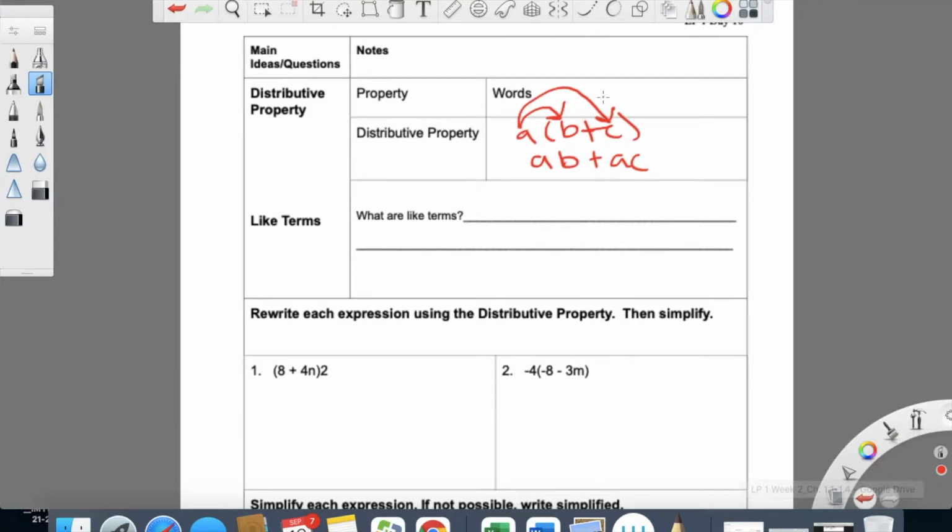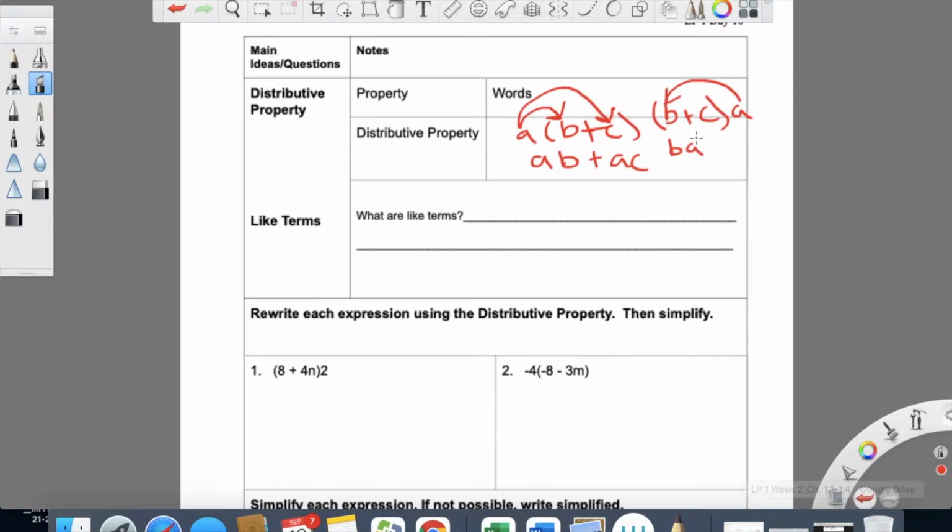And when they did it the other way, so they had (B plus C) with A on the other side, it doesn't matter. You do the same thing. You still take A and you multiply it by the B. And I can actually write this as AB again, or I can write it as BA. It doesn't matter which way I write that. Multiplication is commutative in that way where you can flip it around.